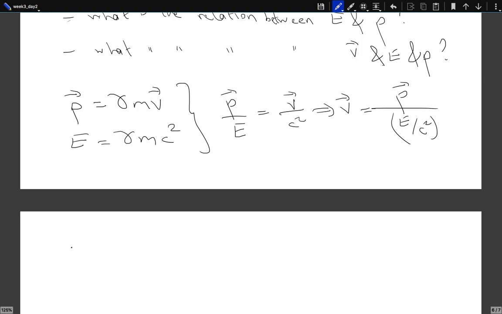Well, let's see, what is the unit of energy? Kilogram meter squared per second squared. What is the unit of c squared?